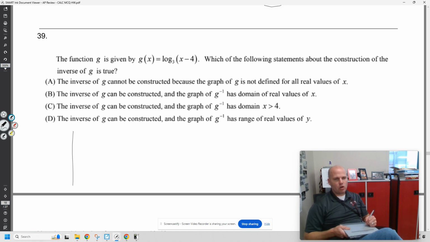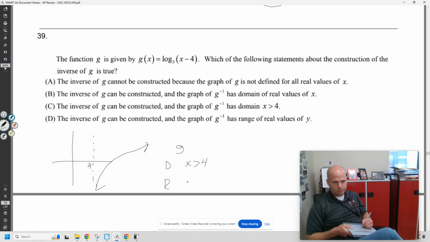Log base 3. Now, the log base 3 of x minus 4 means you can't plug in 4 or anything less than 4. You would kind of be going this way. Now, can you construct this? Yes. Now, what's going on with the log base 3 of x minus 4? Let's talk about the domain and range of G. The x's are bigger than 4. The range is all real numbers. That means for the inverse, the domain is going to be anything, but the range is going to be the y's bigger than 4.